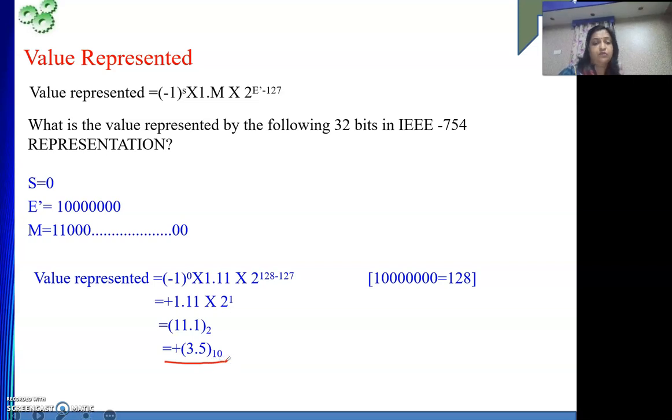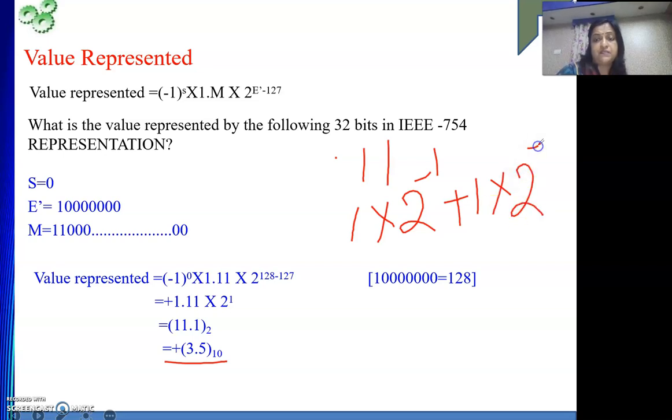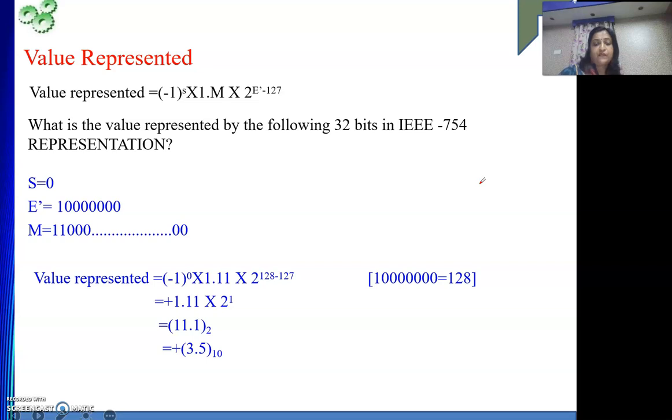See how to write the decimal of whatever is after the decimal point. Suppose after the decimal 0.11 is there, right? It is what? 1 into 2 to the power minus 1 plus 1 into 2 to the power minus 2. If a bit is 0, I will write 0, right? This is how we used to calculate after the decimal point, right? So this example is also clear, right?